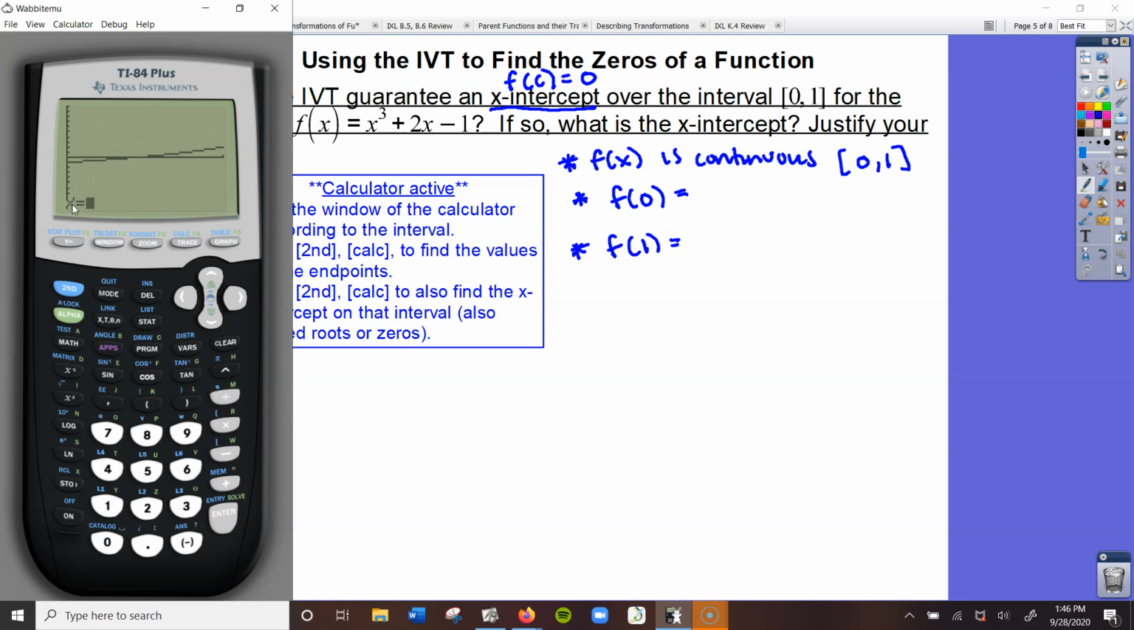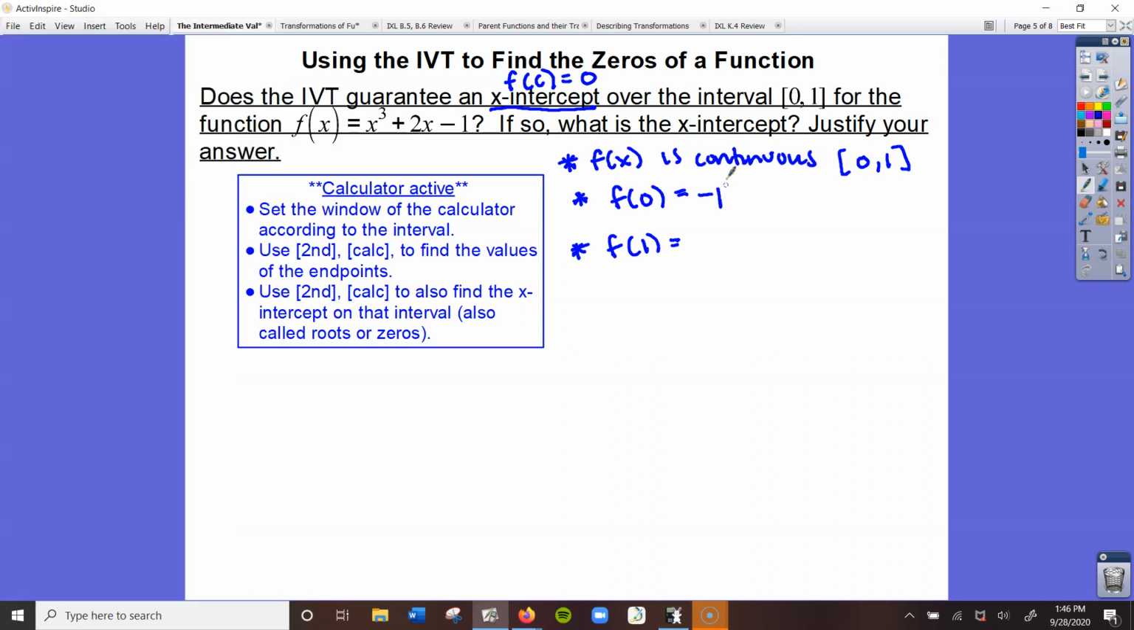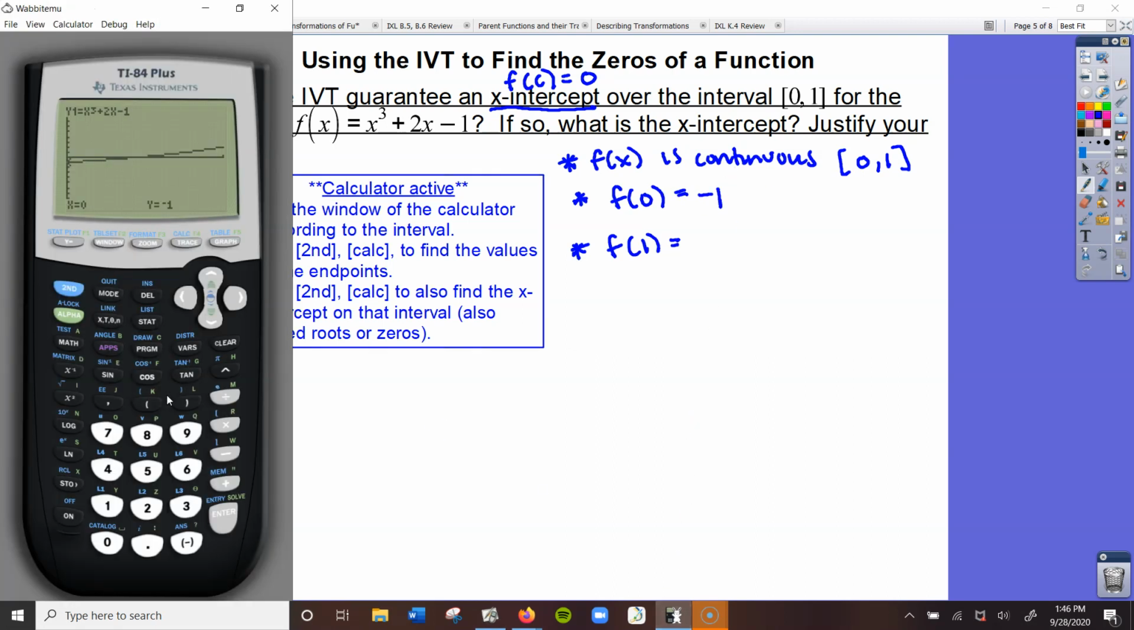And then it'll say x equals, and you put the x value that you want to find the y value for. So I'm going to click on 0, enter, and we get a y value of -1. From there, I don't need to go back into the calc menu to find f of 1. I can just go ahead and type in 1 and see it already says x is equal to 1. I press enter, and it gives me that y value of 2.